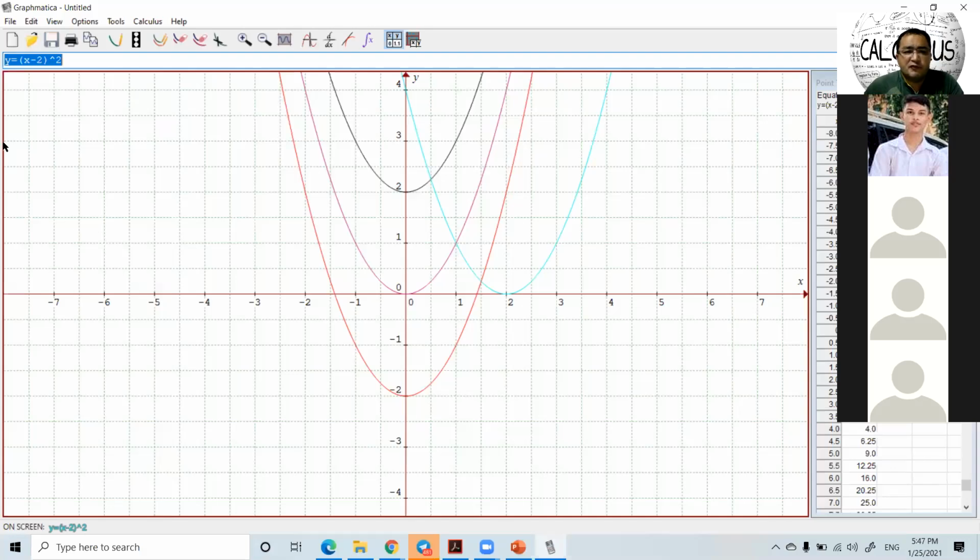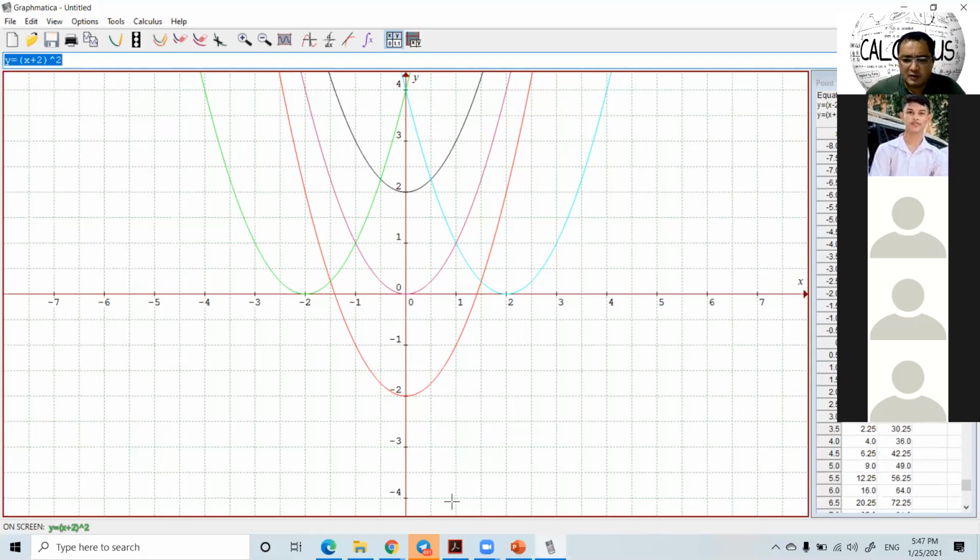Anyway, how about if I add 2, for example, to the independent variable? What happens here? That means we are shifting the whole function, in this case, 2 units to the left. So if I just do this, we are shifting this 2 units to the left, okay? That's all about shifting to the left and shifting to the right.